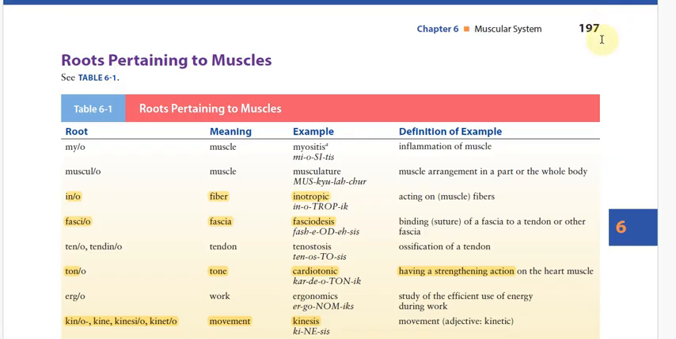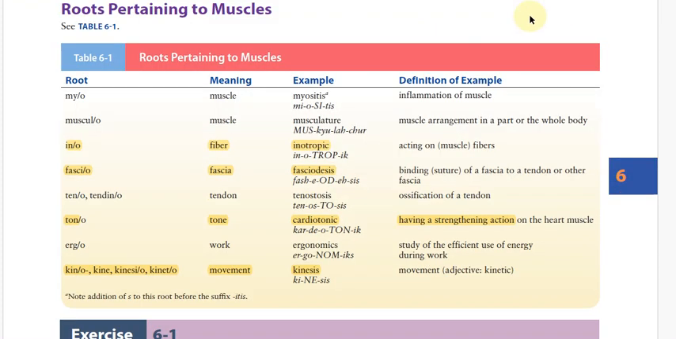On 197, you have a very important table, roots pertaining to muscle. The word myo means muscle. Work under rest. Of course, some of them need more attention. For example, here we have myo, which is muscle, and in, which is fiber. Here we have erg, which is work, like in ergonomics. And we've already worked on kinesis, related to movement.